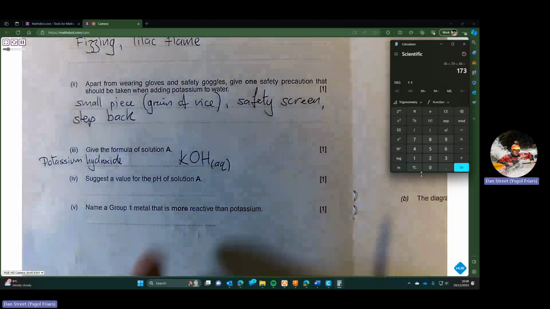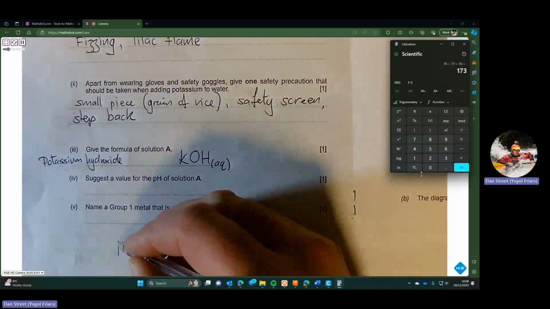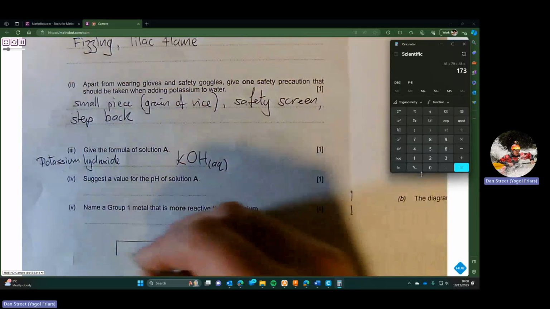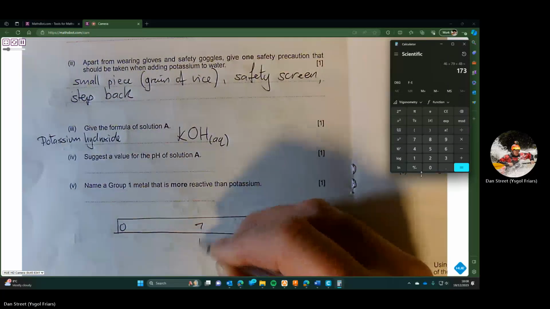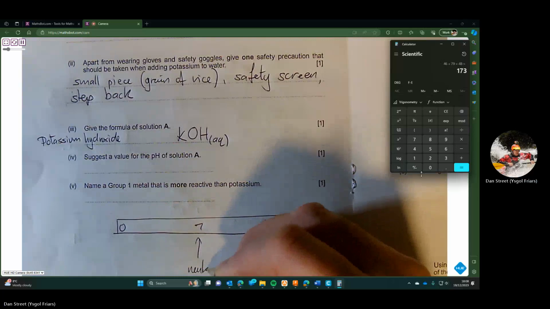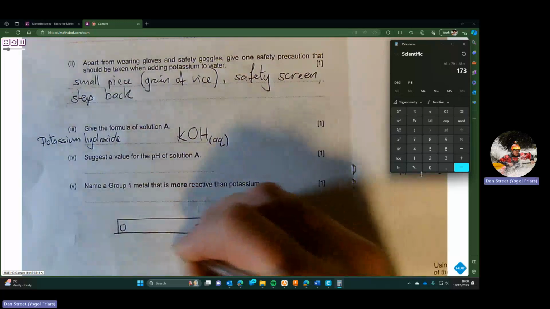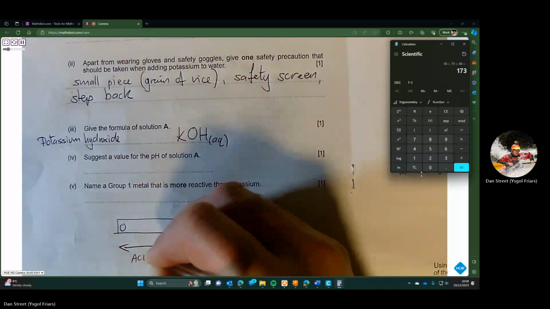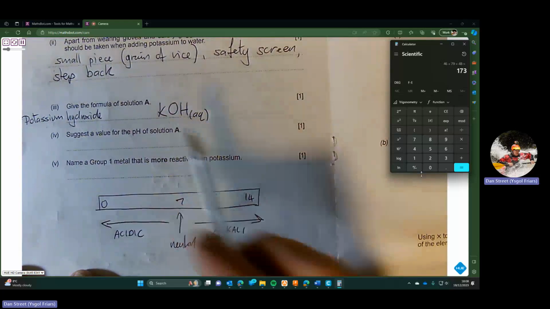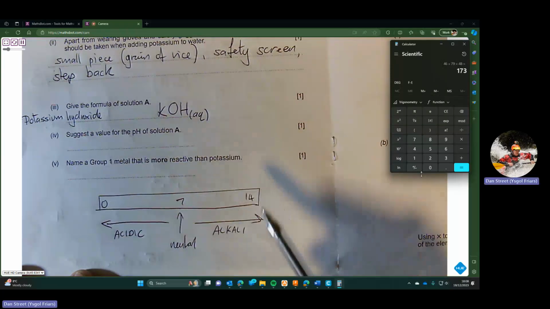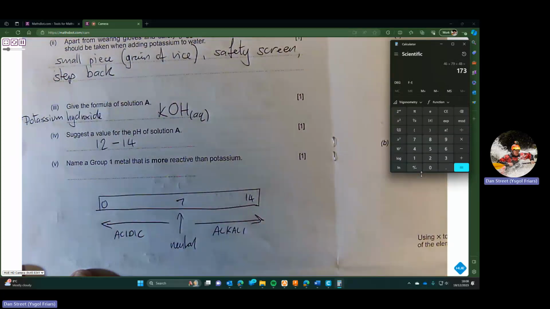Now I've already mentioned that solution A is an alkali, so you need to remember, possibly from your year 9 science, the pH scale goes from 0 to 14, okay, 7 is neutral, and then this way is more and more alkali, and this way is more and more acidic. Okay, and potassium hydroxide is a strong alkali, so 14 would be a good answer, but anywhere between 12 and 14 would gain you the mark.